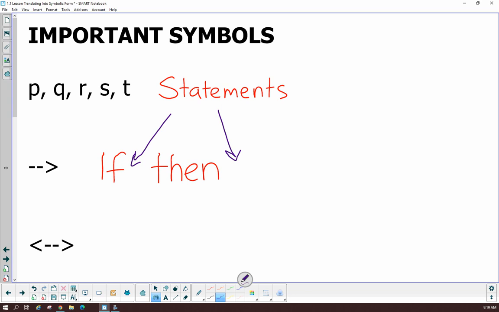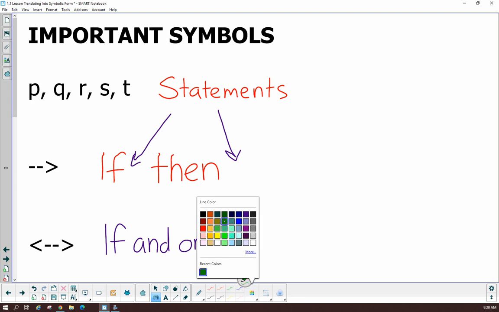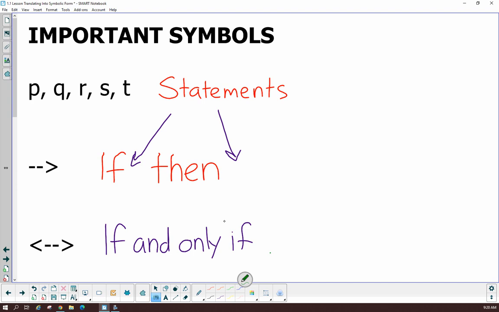The double arrow means if and only if. And a lot of these things are going to be used to join statements, combine them together. And so if and only if, when we have the double arrow, we will have a statement that goes on the end and a statement that goes on the beginning. So that double arrow will usually be joining two letters, those letters representing some statement. Again, that should become more clear on the next page.